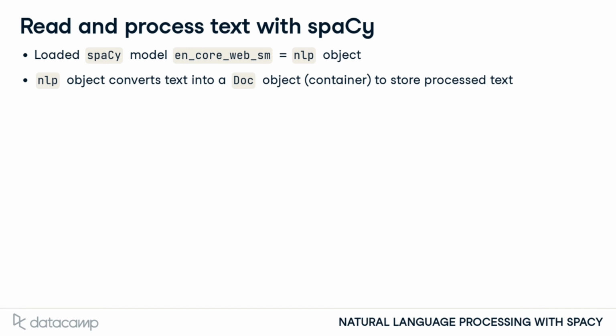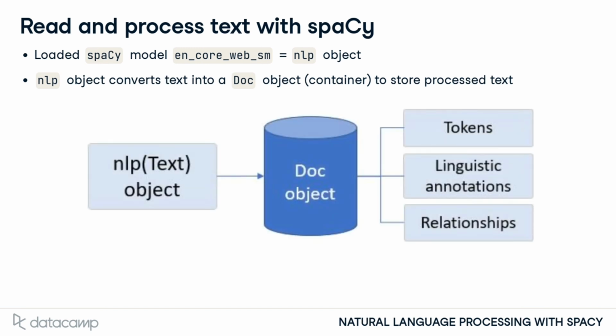The loaded spaCy model NLP object can process text and convert it into a doc object, which is a container to store the processed text. The doc object contains information like tokens, linguistic annotations, and relationships about the text. We'll learn about each of these later in the chapter.